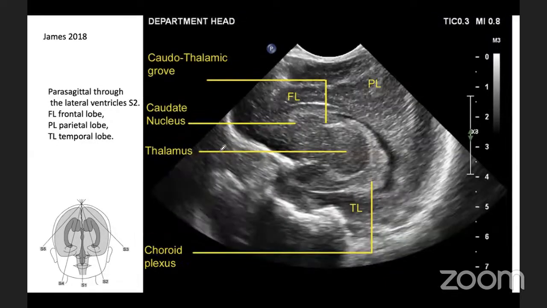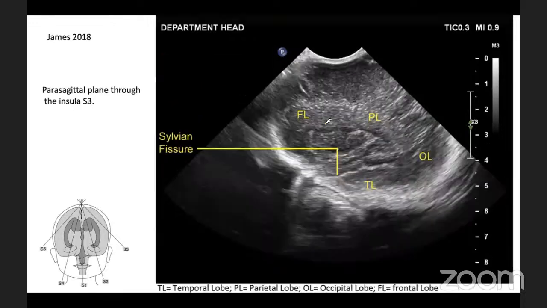And if you go now through the S2, a little bit away from the midline, you will see these structures. FL is the frontal lobe, PL is the parietal, and TL is the temporal lobe. This will be the choroid plexus, and this is all the lateral ventricle. And if you remember, this shadow will be the thalamus, and this will be the caudate nucleus, and somewhere here will be the caudothalamic groove. Here it is, pointed here.